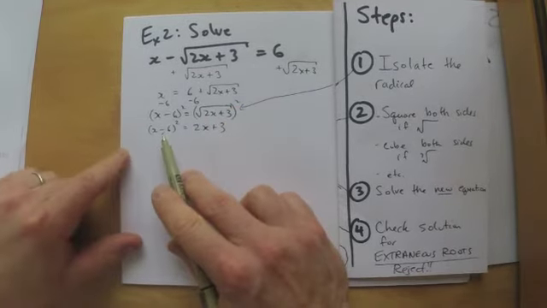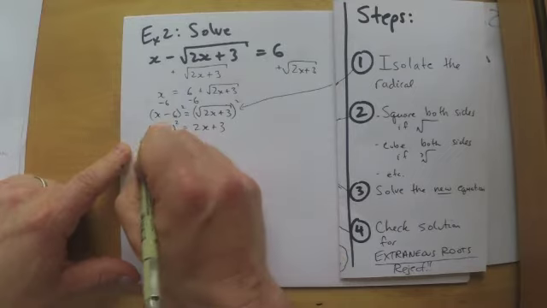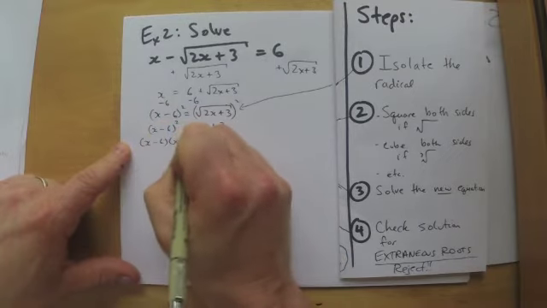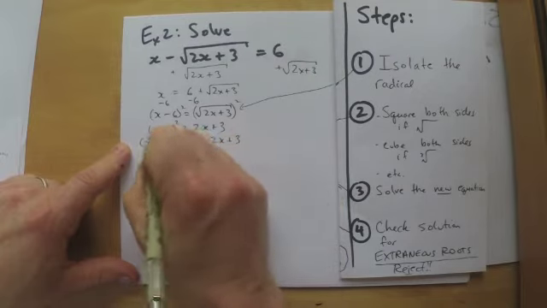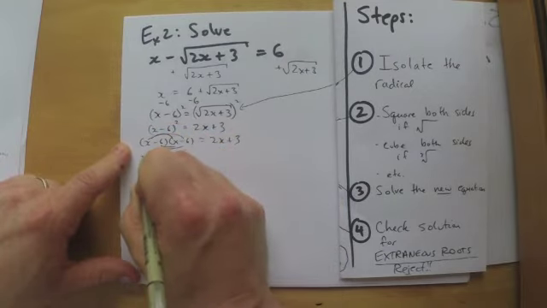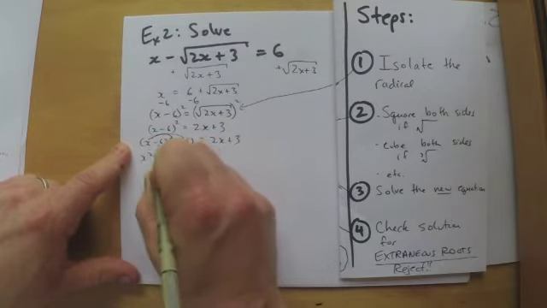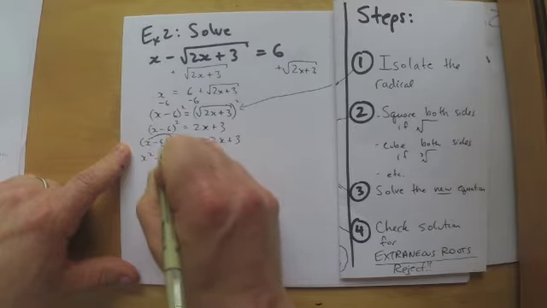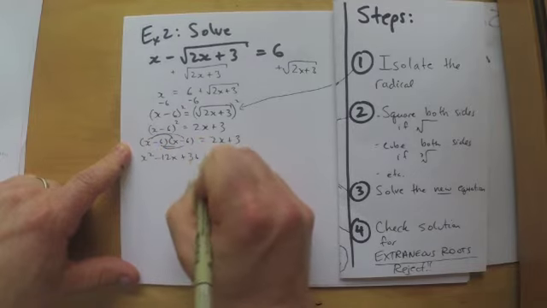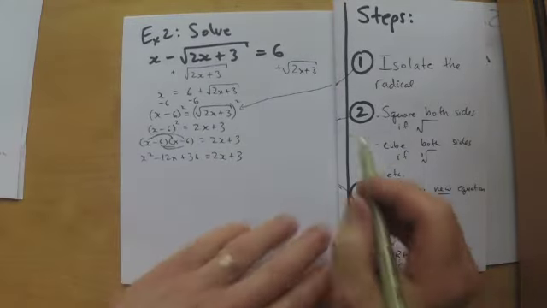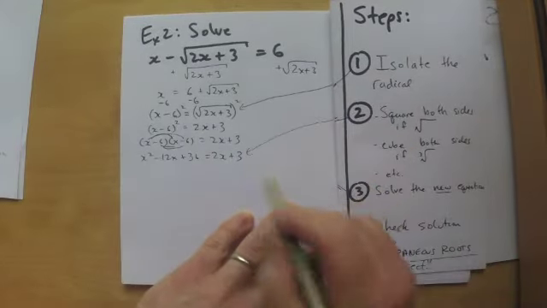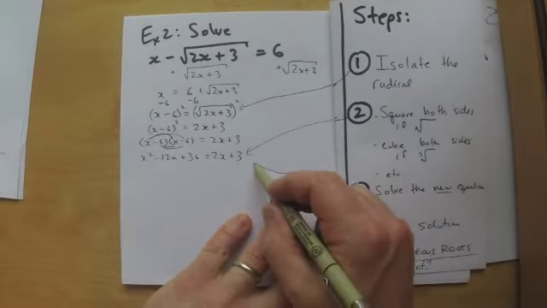This side is a little bit unfortunate because I have to write this out twice. There's no other way out. I can't shortcut it, and I'm going to have to FOIL this. So I distribute this out. x squared minus 6x, minus 6x, which is minus 12x, plus 36 equals 2x plus 3. And at that point, I have squared both sides, and now I'm left with solving the new equation.